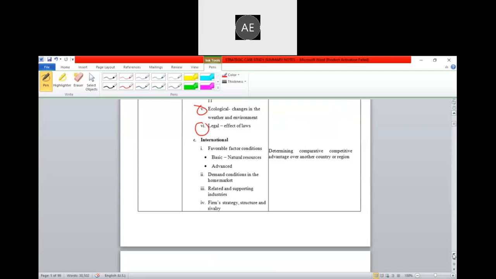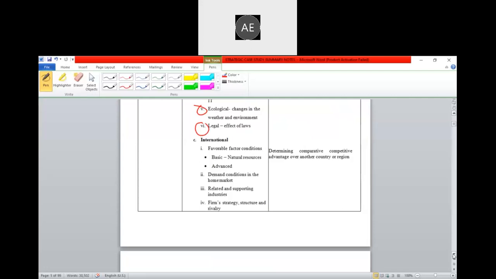Okay, so all I mean is that if we want to undertake international environmental analysis, then we want to analyze whether the company may succeed in going international or outside, or an international company coming into the local market, that is, let's say Ghana, and succeeding here.